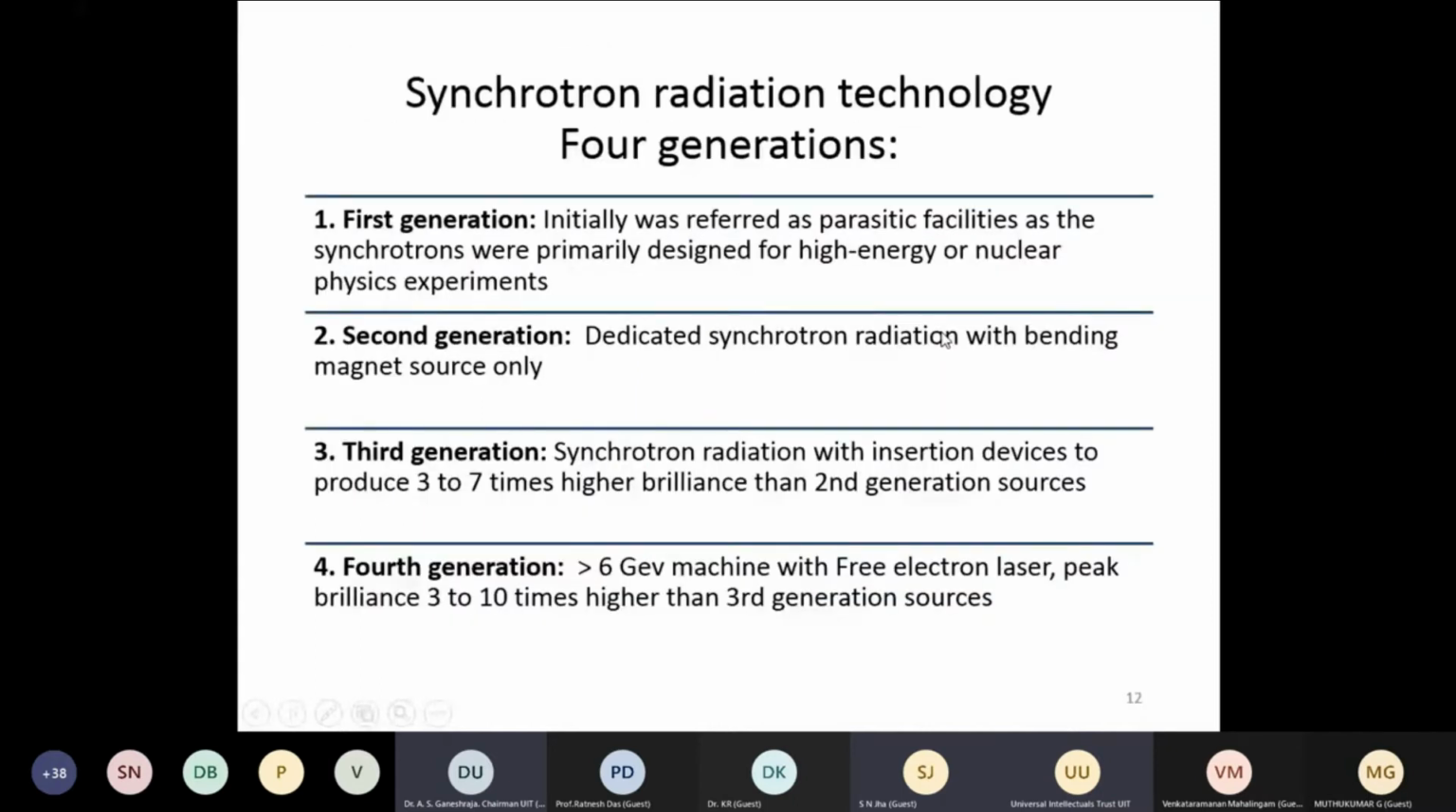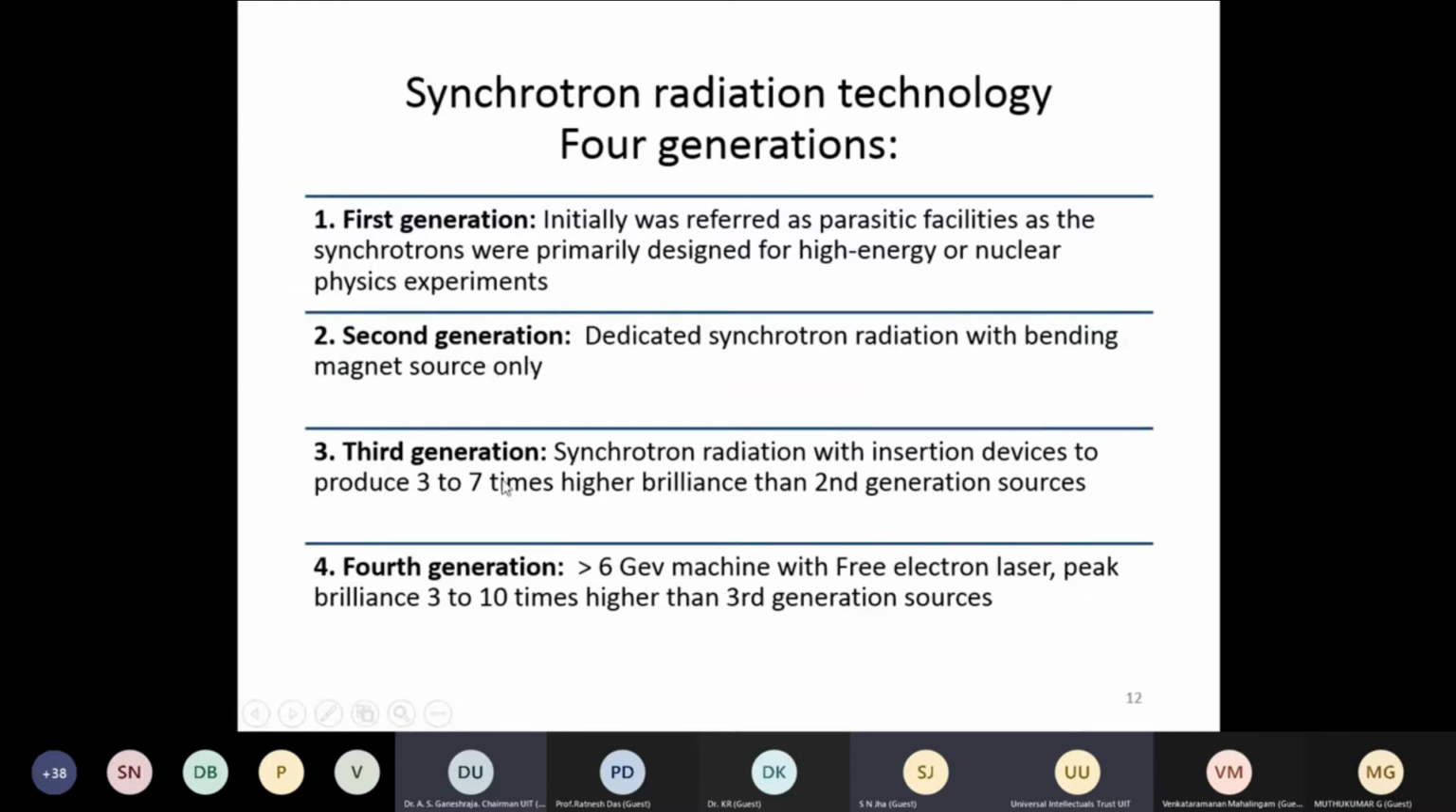This advancement in synchrotron sources has also been categorized into 4 generations. The first generation was not meant for dedicated use of the synchrotron source, but was a parasitic facility, as the synchrotrons were primarily designed for high energy or nuclear physics experiments. In the second generation, dedicated synchrotron radiation started being used with the bending magnet source only. In India, the Indus 1 machine is a second generation source, but Indus 2 is a third generation source.